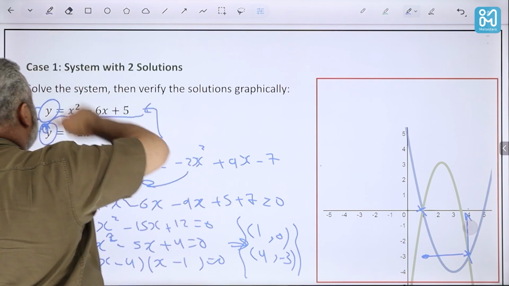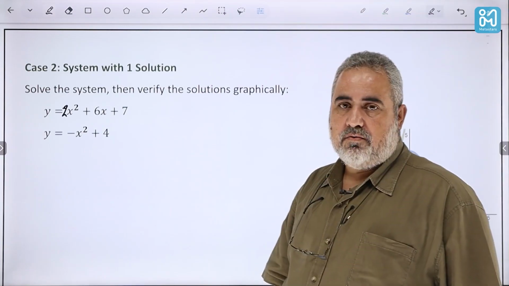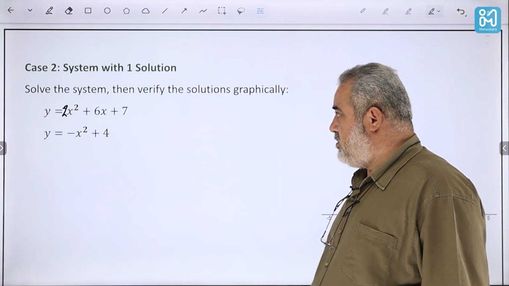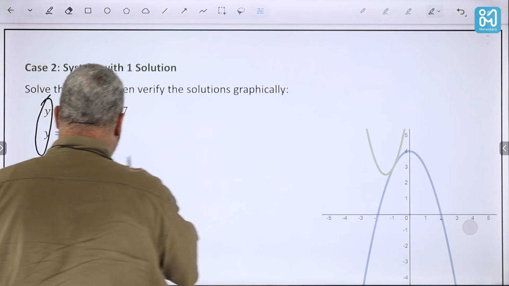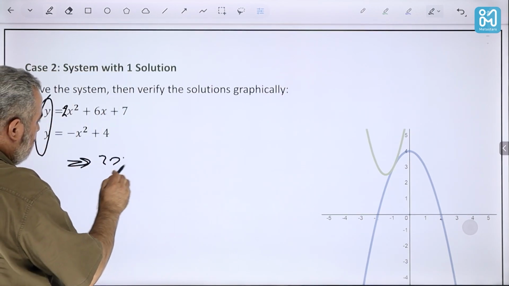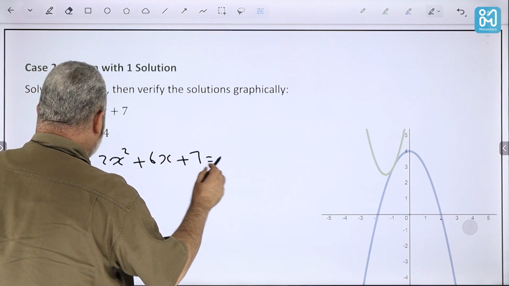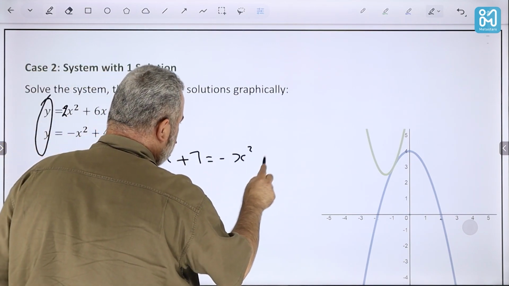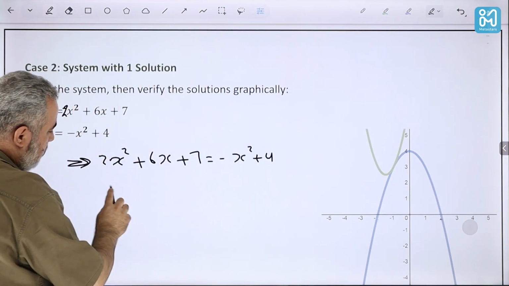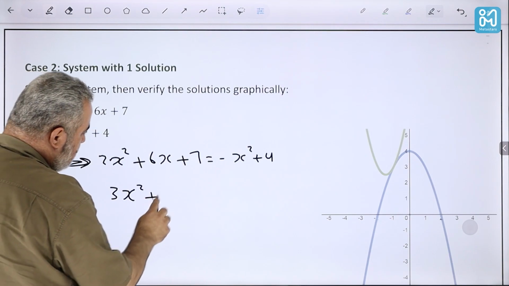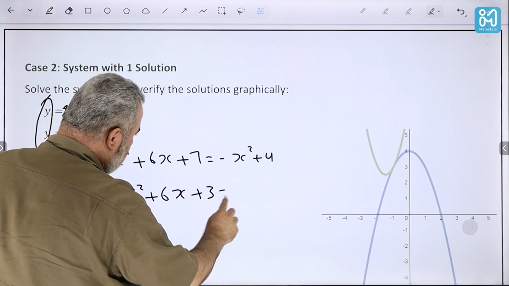Now, let's move to the second case. Now, let's do the system with one solution. The same idea: right side is equal and left side is equal. So we have 2x squared plus 6x plus 7 will equal negative x squared plus 4. Move everything to the left side. It will be 3x squared plus 6x plus 3 equals 0.